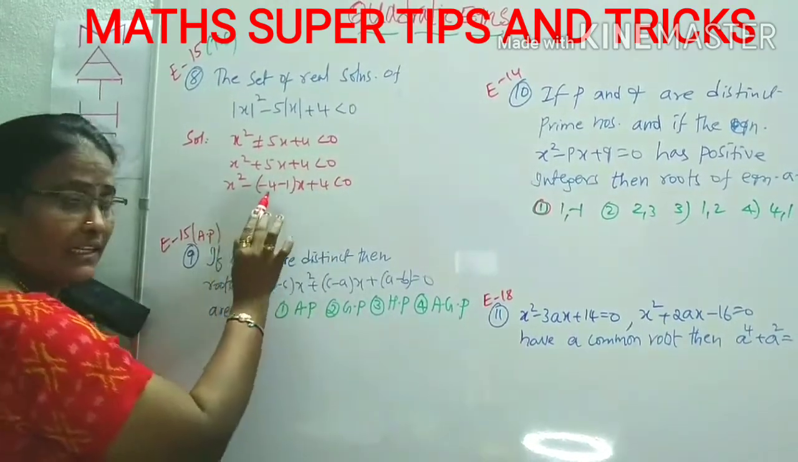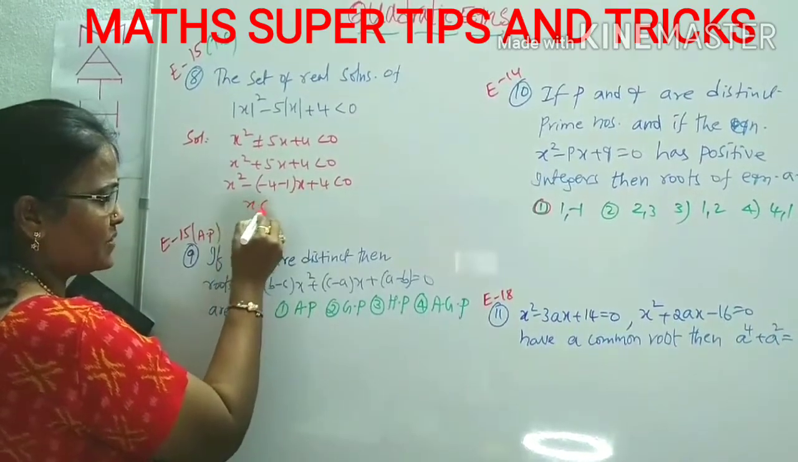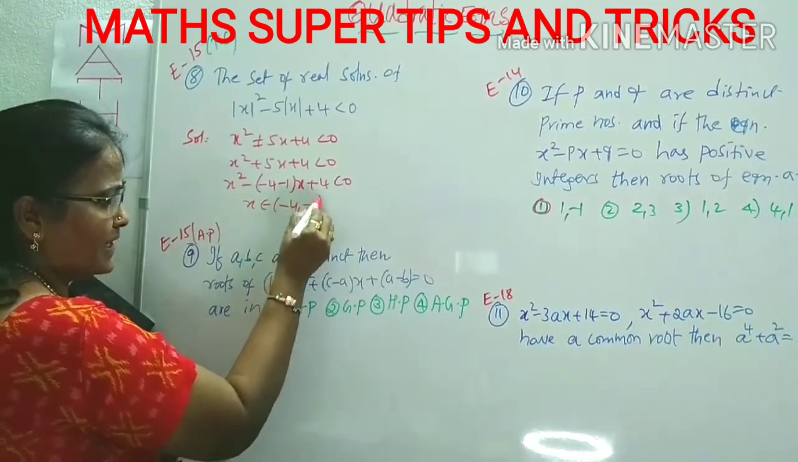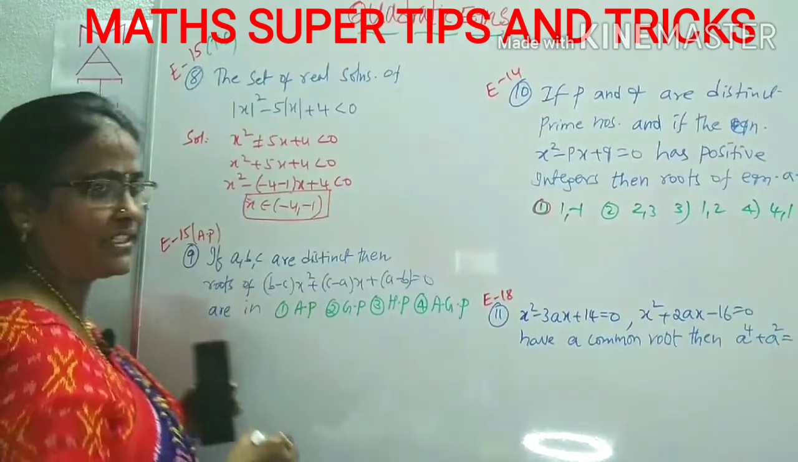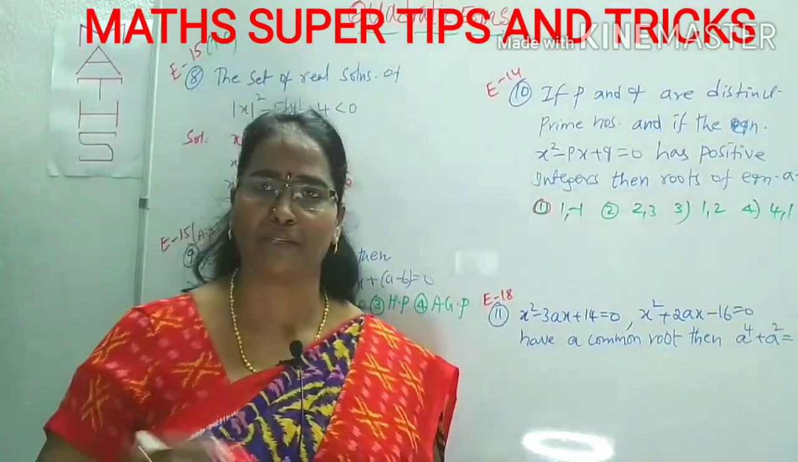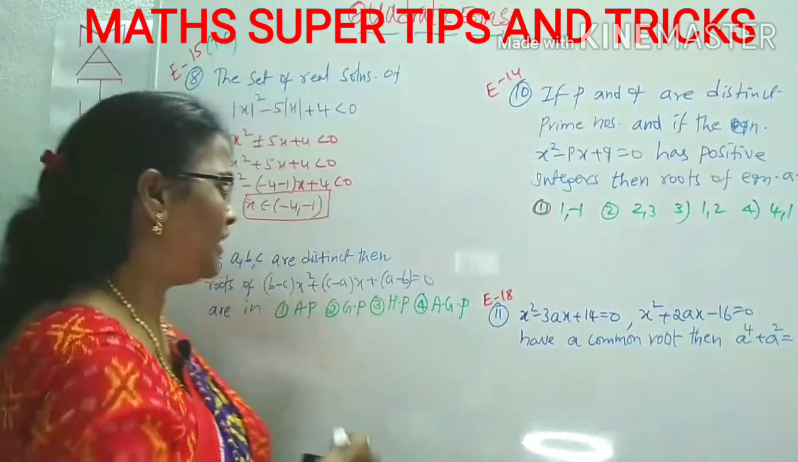What are the roots here? Clearly minus 4, minus 1, and also less than 0. Therefore, x belongs to minus 4 to minus 1. You know what the interval is in case of the inequation x minus alpha into x minus beta less than 0. That one you know from the function chapter. That only I used here.